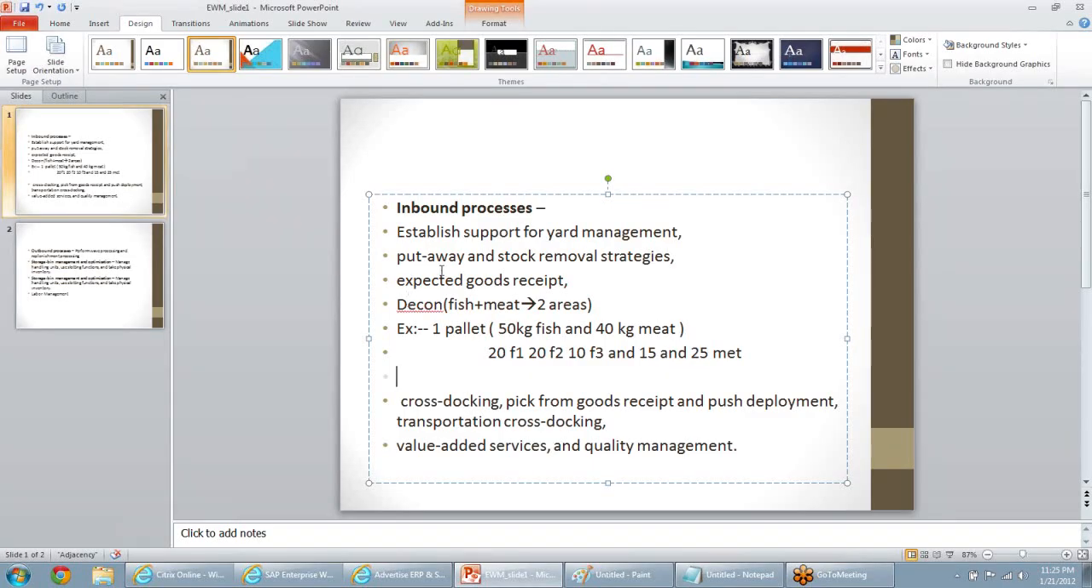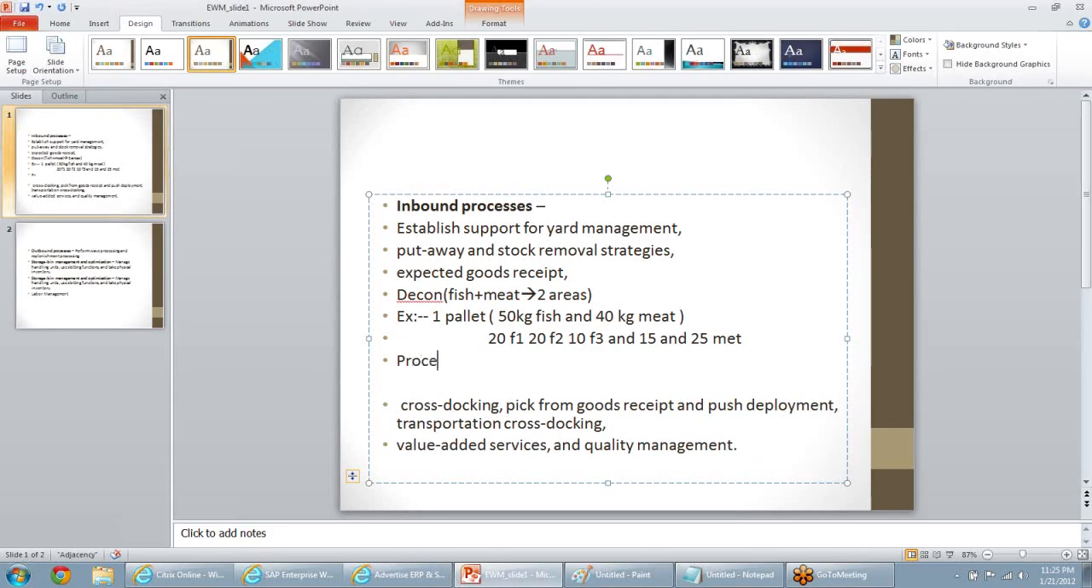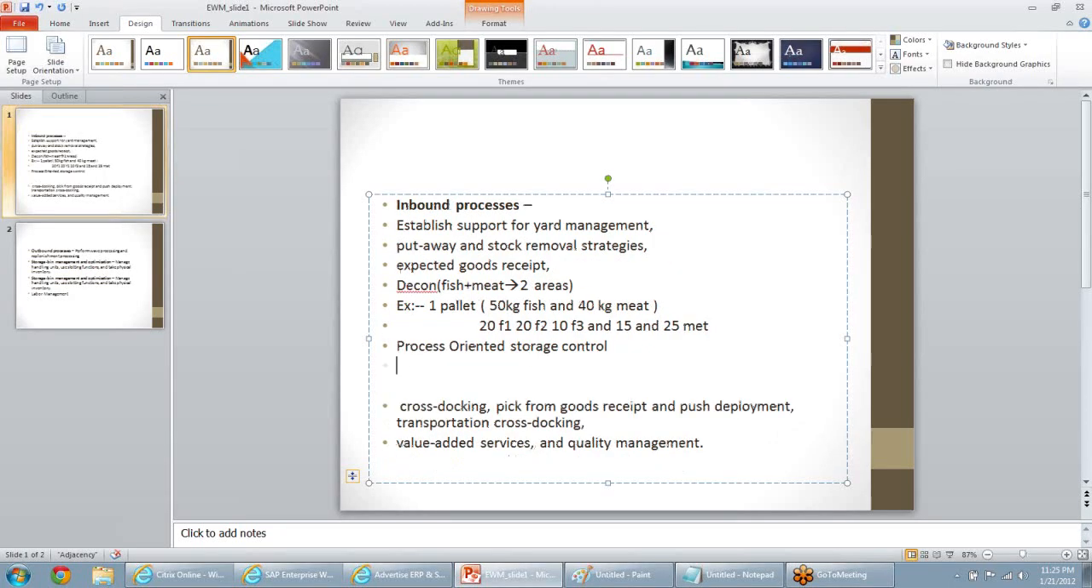So in the inbound side, we have the ad management and the deconsolidation, and apart from that we should have something called process oriented storage control. So what is this process oriented storage control? Tell me, in any warehouse, what will you do in the process oriented storage control?